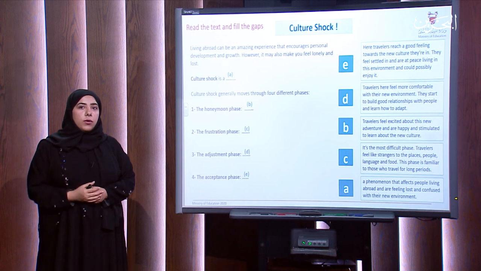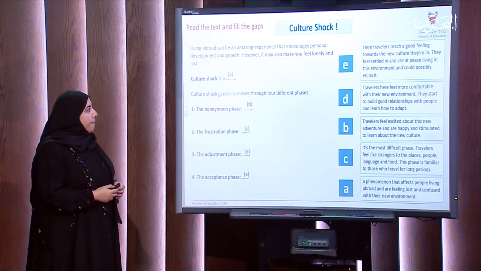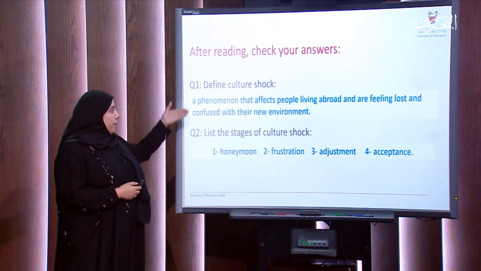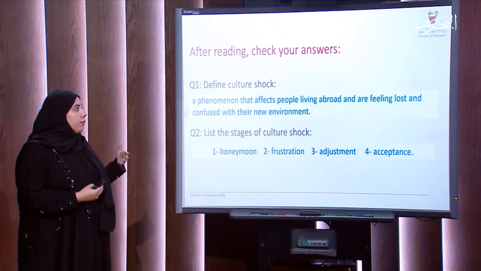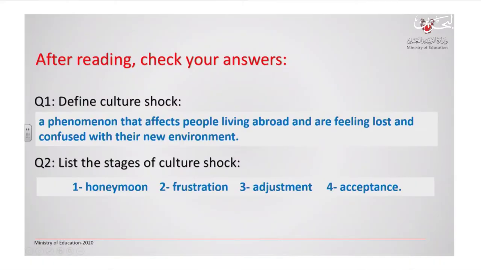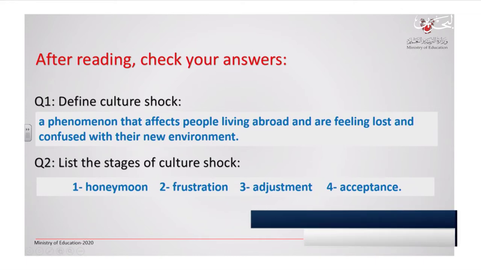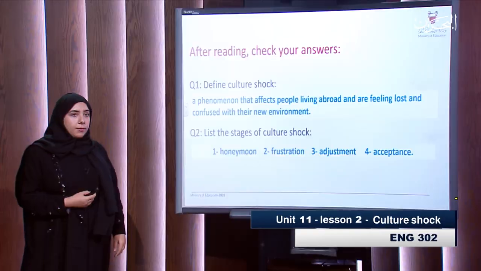Here are the answers. So culture shock is A, the honeymoon phase B, the frustration phase C, the adjustment phase D, and the last one, the acceptance phase, will go with E. Can you remember the two questions that I let you think of in the beginning? These are the answers. So define culture shock. It is a phenomenon that affects people living abroad and are feeling lost and confused with their new environment. List the stages of culture shock. 1, honeymoon. 2, frustration. 3, adjustment. Last one, which is 4, acceptance.